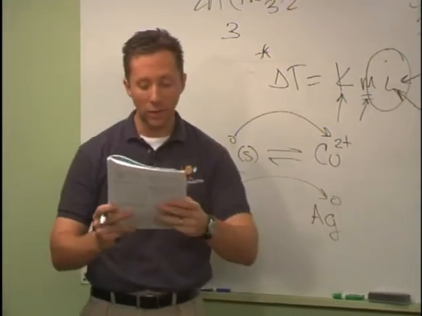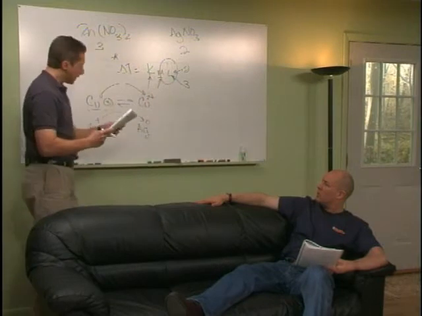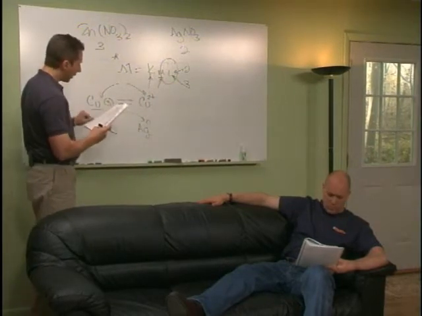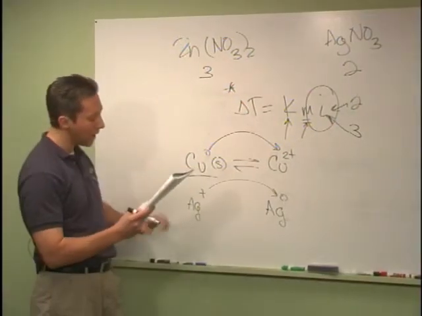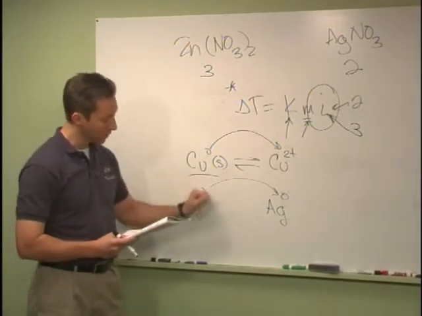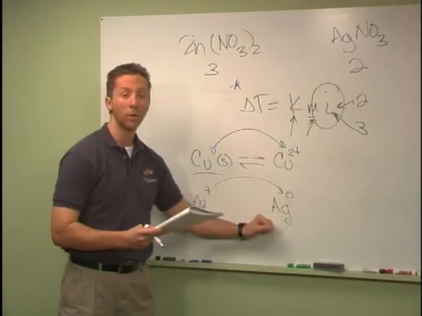Let's find the answer choice that says it. D says the copper is oxidized, in other words, increasing the oxidation state, and the silver, Ag+, is reduced to Ag0.